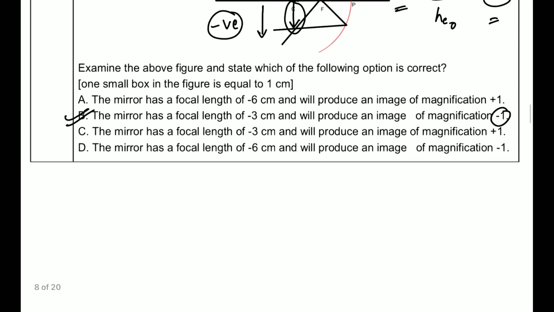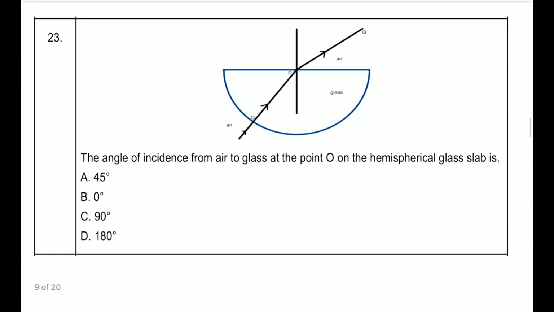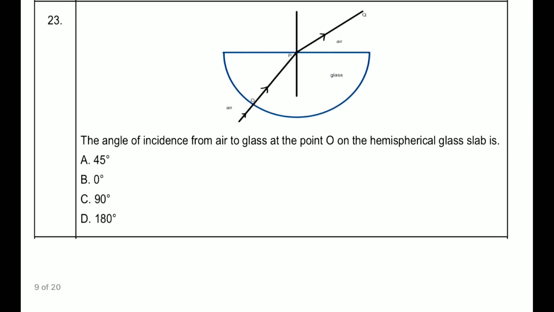Yes. Okay, let's move forward. This is question number 23 of your sample paper. So you have the diagram here, right? The angle of incidence from air to glass at point O on the hemispherical glass slab is. So you have this hemispherical glass slab and you're supposed to find out the angle of incidence from air to glass at point O. So this is point O. From air to glass we are going. So you are supposed to find out the angle of incidence.